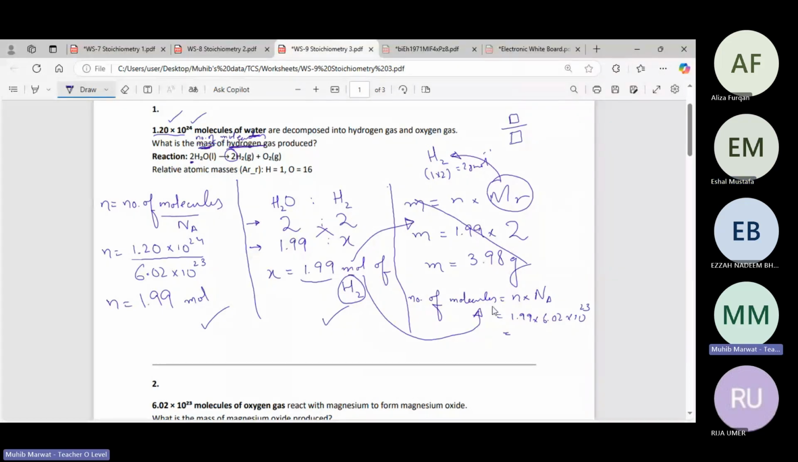Yes, excellent. If you have been asked, for example, to find the number of atoms of hydrogen, then you will do the first step, the second step, and this step as well. Then, as we know that one molecule of hydrogen is equal to two atoms, you will have to multiply the number of molecules of hydrogen gas by two. Is it clear? Yes, sir.